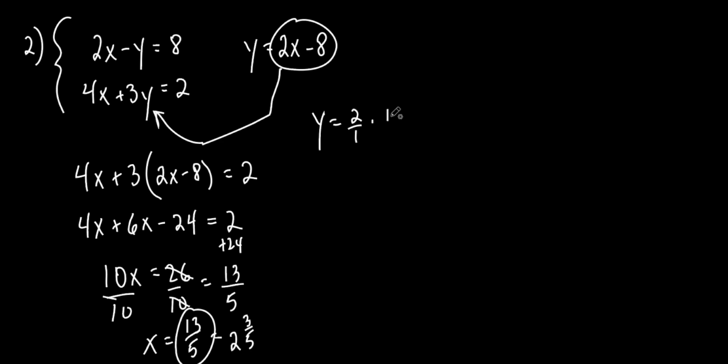So 2 times 13/5, then what? Minus 8. What do I get here? 2 times 13 is 26/5 minus, now what am I going to do here? 8 over 1? No, I want it over 5, don't I? Because I got to add or subtract fractions. So I need a common denominator. So it's going to be 5. So 8 times 5 is what? 40. Would you agree? 40 over 5 is the same thing as 8?